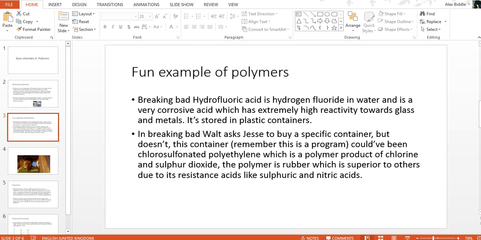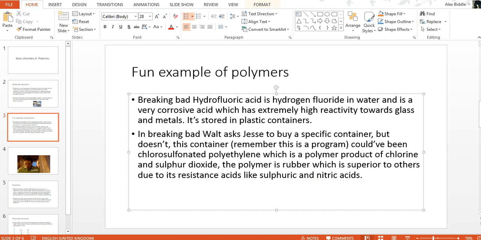Now, what I find interesting is I used to watch a program called Breaking Bad. It's a really good program, and there's one instance where Walt, the main character, is a chemist, and he asks Jesse to buy a specific container made of a specific polymer, just so that the acid won't seep through the container.